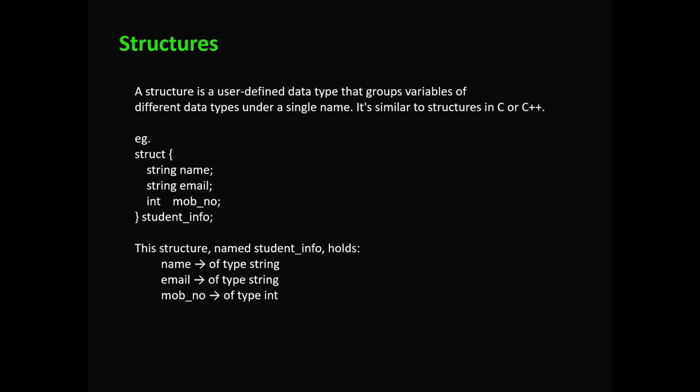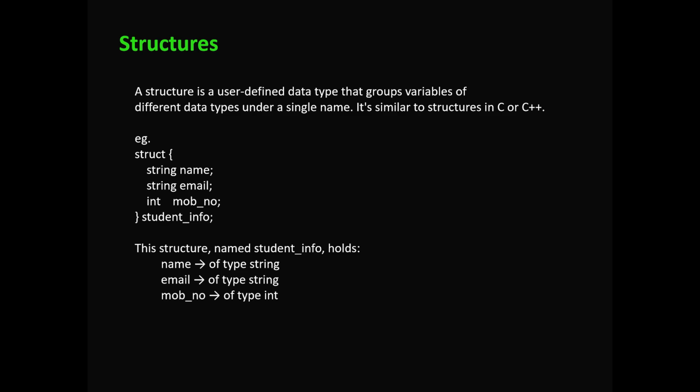Now see, what is a structure? So structure is basically a user defined data type which is used to group variables of different data types. So suppose you have some different type of variables and you need to use them combinedly. So instead of writing them individually, you can group them. By using grouping, we can increase the code reusability. Okay. Now it is similar to structure in C or C++.